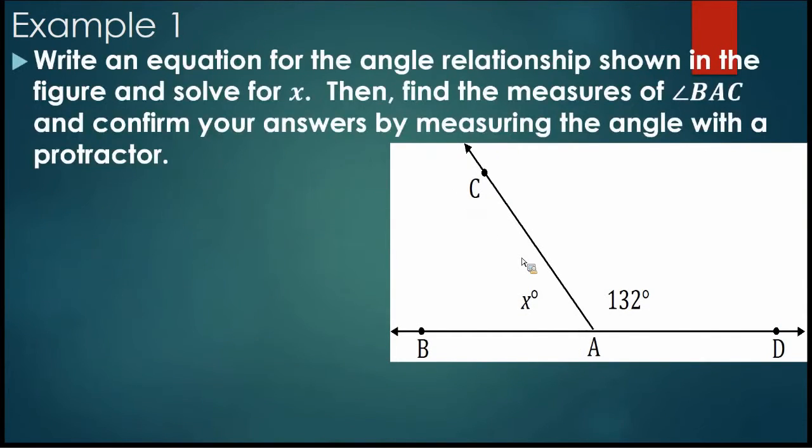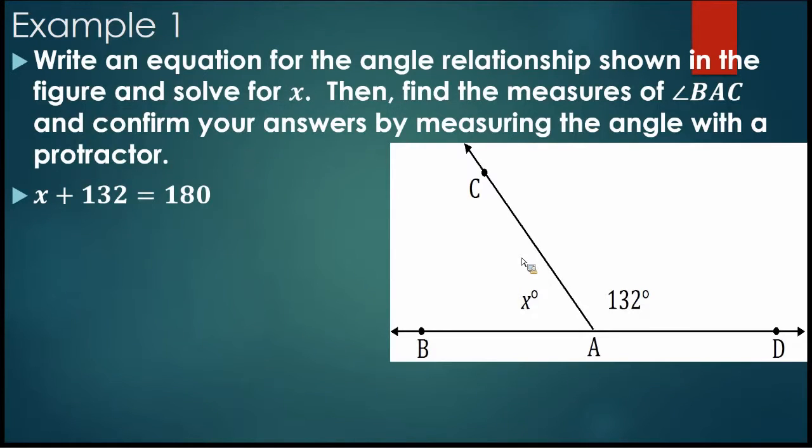So to solve this, we're going to write an equation for the angle relationship shown. We're going to solve for x. And then we're going to confirm our answer by measuring the angle with a protractor. So first, x plus 132 equals 180. That's our equation. If we add the two angles together, we get 180 degrees.